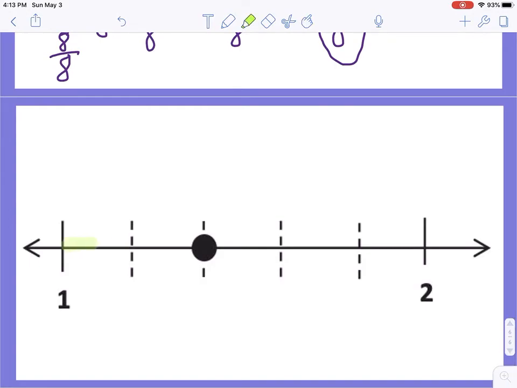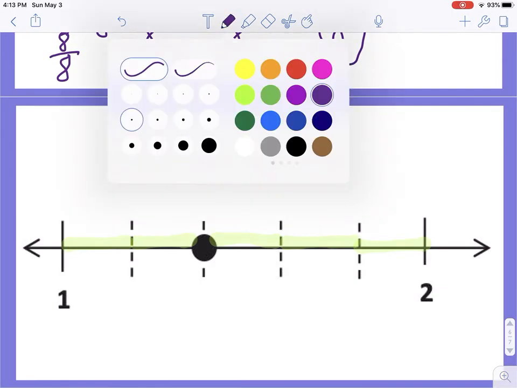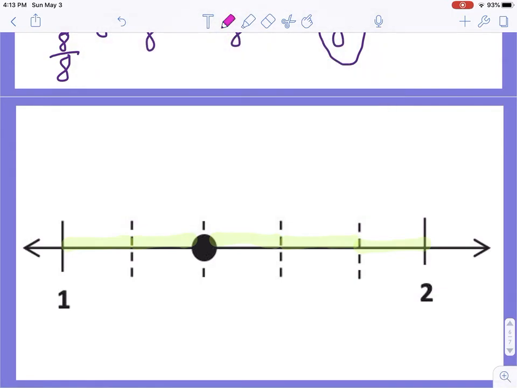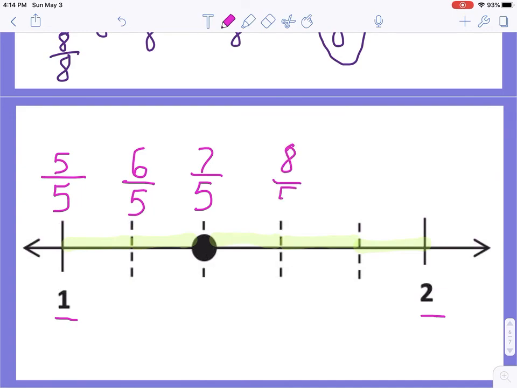Count my sections. 1, 2, 3, 4, 5. Okay, they are fifths this time. I'm going to change my color. I'm looking at my whole numbers this time so I don't make the same mistake. 1 and 2. That means I'm not starting with 0/5. I'm starting with 5/5, because that's what's equivalent to 1 whole. 5/5, 6/5, 7/5, 8/5, 9/5, and 10/5 is equivalent to 2 wholes.